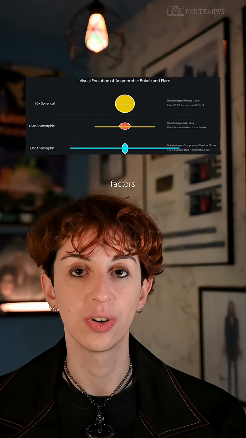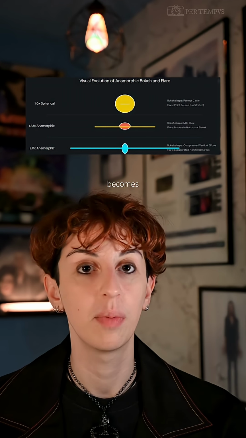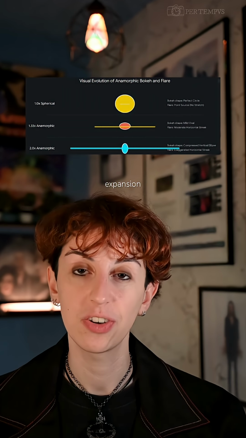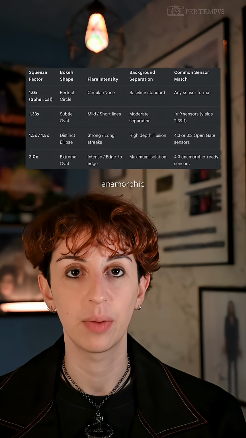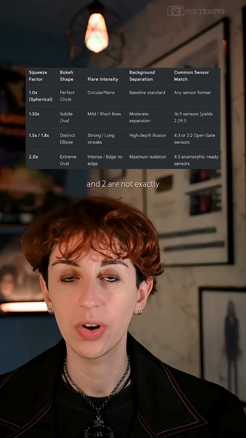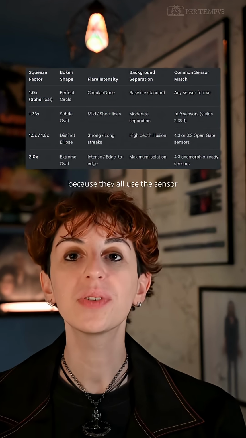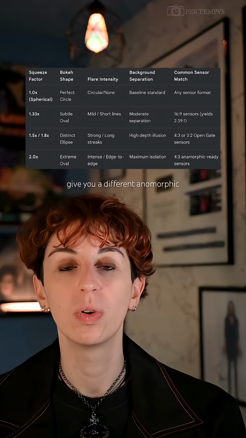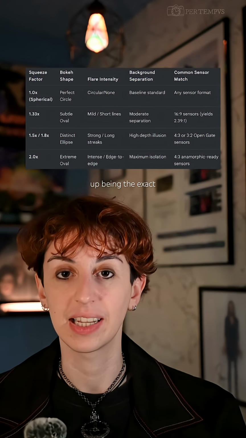Higher squeeze factors usually push the anamorphic traits further. The oval bokeh becomes more pronounced, the horizontal expansion feels stronger, and the image often feels closer to that classic anamorphic look that people have in mind. So 1.33, 1.5, and 2 are not exactly mild, medium, and strong versions of the same thing, because they all use the sensor differently, and they often give you a different anamorphic character, even if the final exported frame ends up being the exact same ratio.